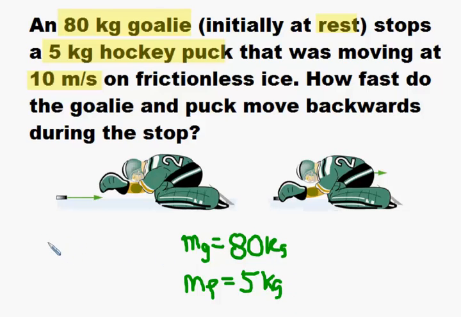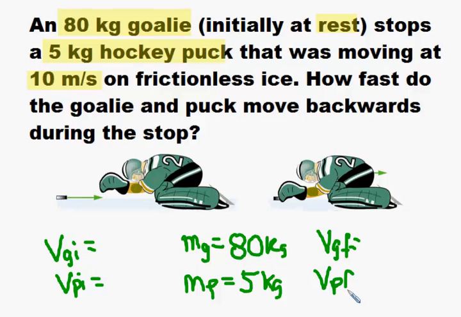All right, and then on the left I've got the initial velocity: goalie initial velocity, velocity of the puck initial. And the right is going to be the final velocity: velocity of the goalie final, velocity of the puck final. Let's put all our values in now. Velocity goalie initial, he was at rest. The puck initial was moving at 10 meters per second to the right, so that's positive 10 meters per second. The final velocity of the goalie, we don't know. And the final velocity of the puck, we don't know.